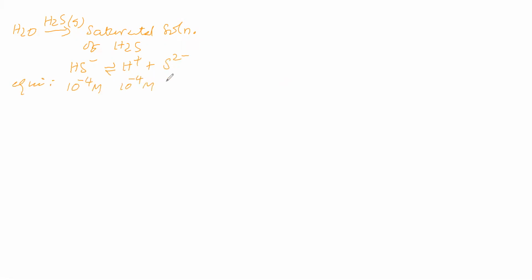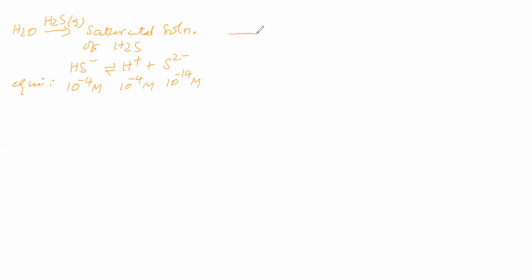So now we will take water. Let us pass H2S gas. We are getting a saturated solution of H2S. Here two equilibria are possible. I will take the second equilibrium: HS minus is in equilibrium with H plus and sulfide. Now I will write the equilibrium concentrations: HS minus is 10 power minus 4, H plus is 10 power minus 4, sulfide is 10 to the power of minus 14. This we calculated already.